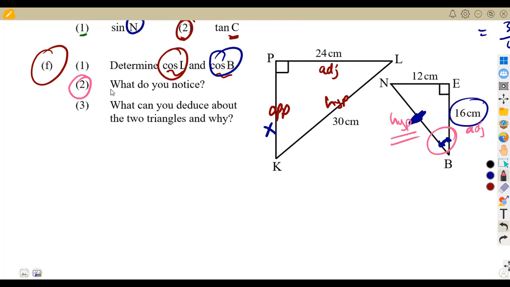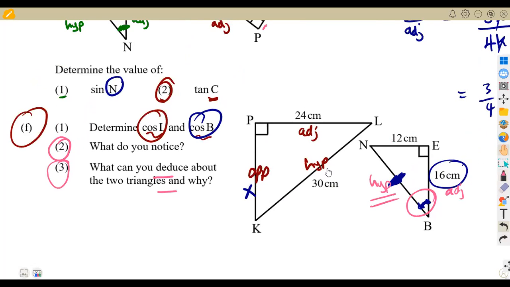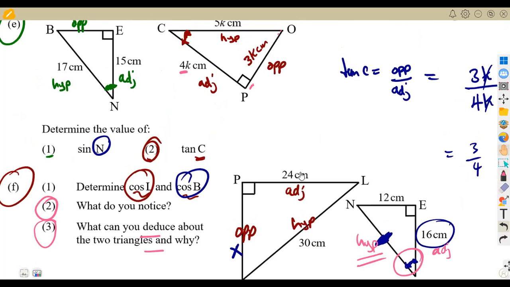Then they are saying, what do you notice? So you're going to check what is going to happen between your answers for the cos of L and the cos of B. And what can you deduce about the two triangles and why? What is it that you're going to give as a conclusion about these two triangles? It's going to depend on what you're getting in your final answers. Are you going to have the same answers for cos of L and cos of B? Are you going to have the same ratios or not? So I want you to try this question, work on it, so that we can talk about it in our next class.